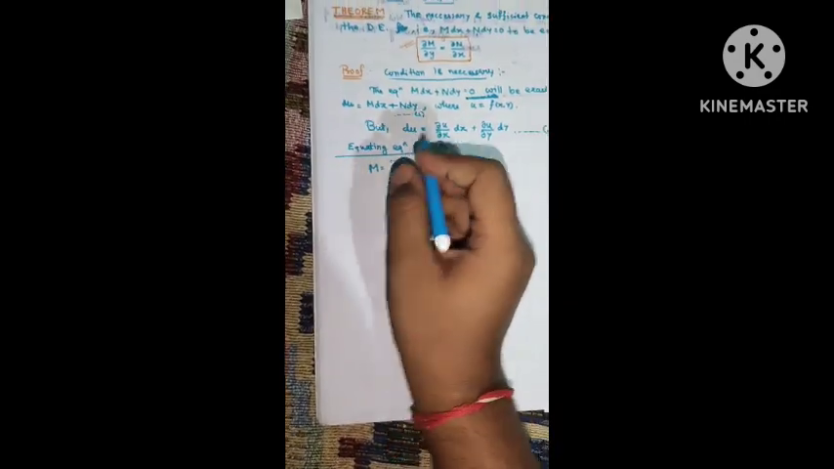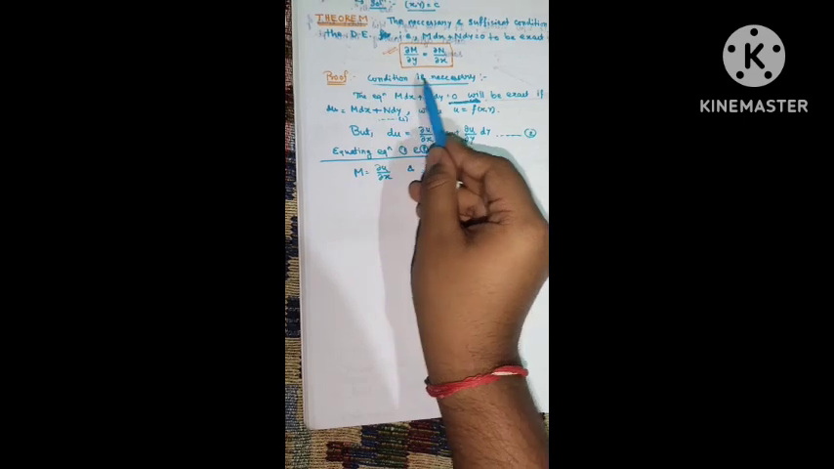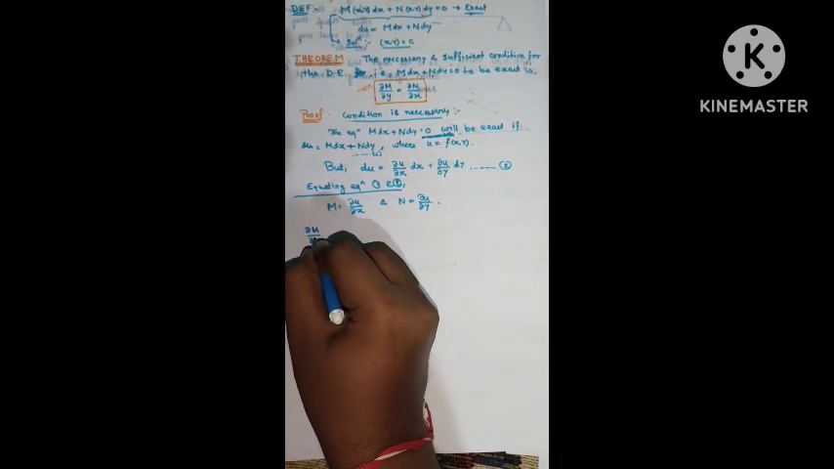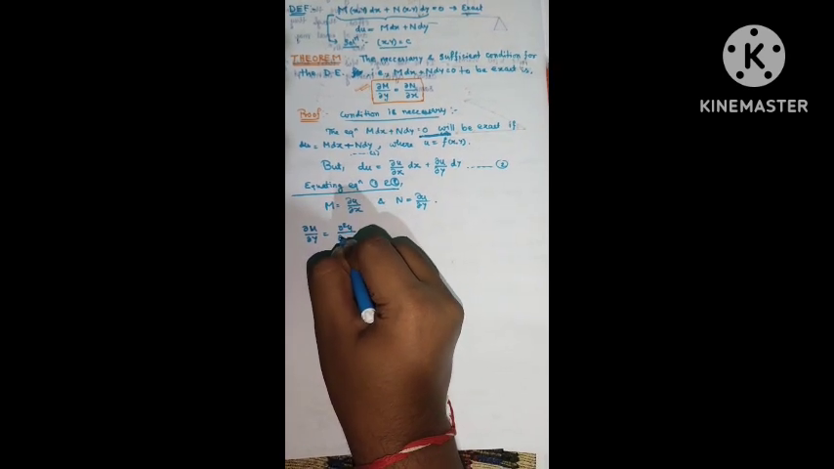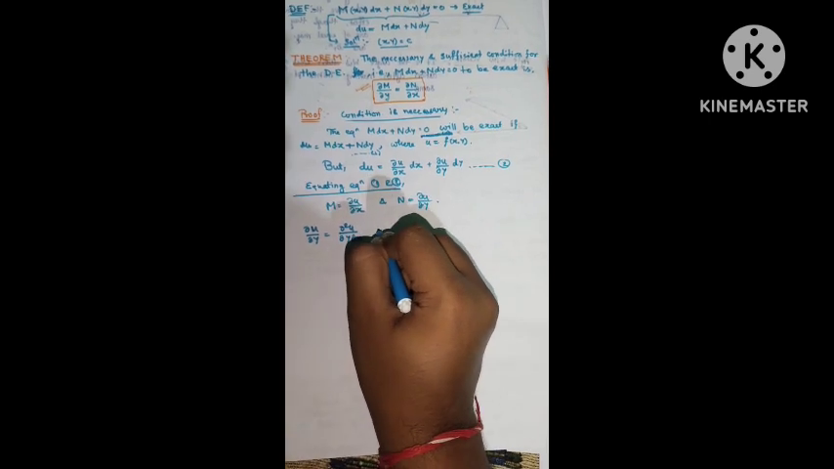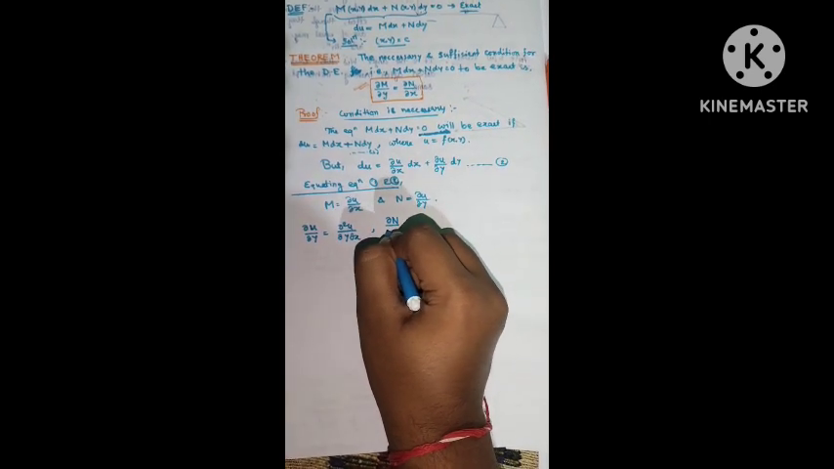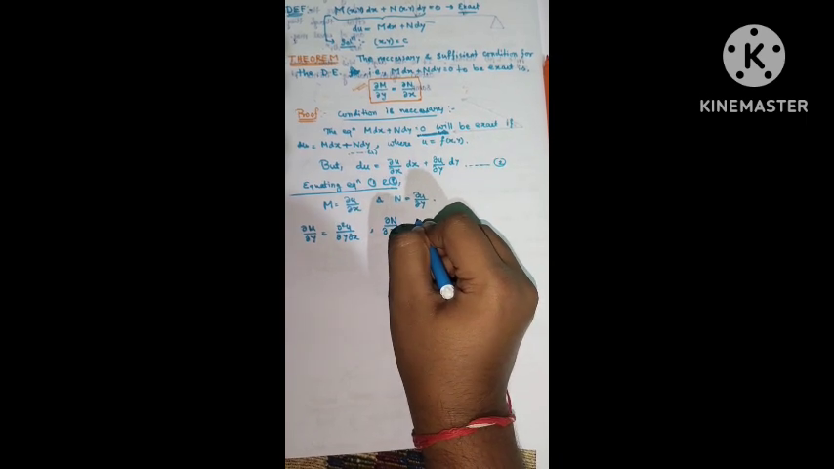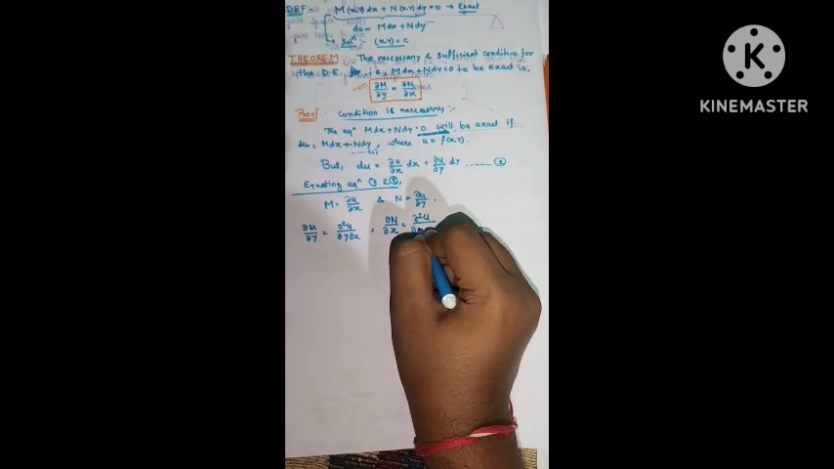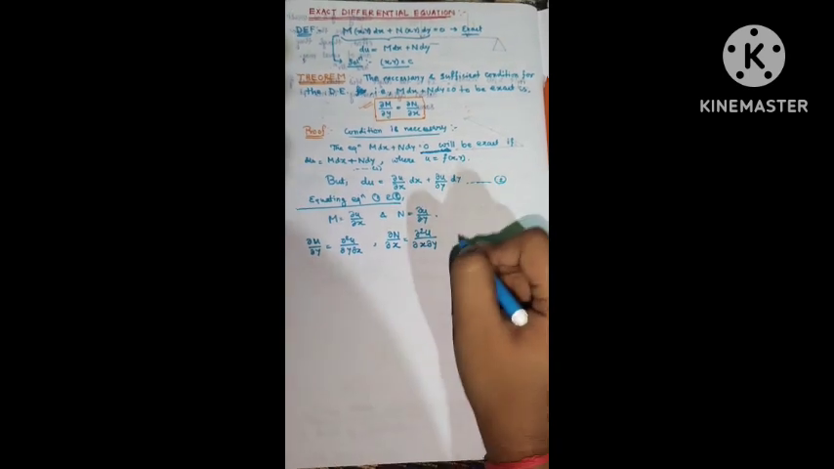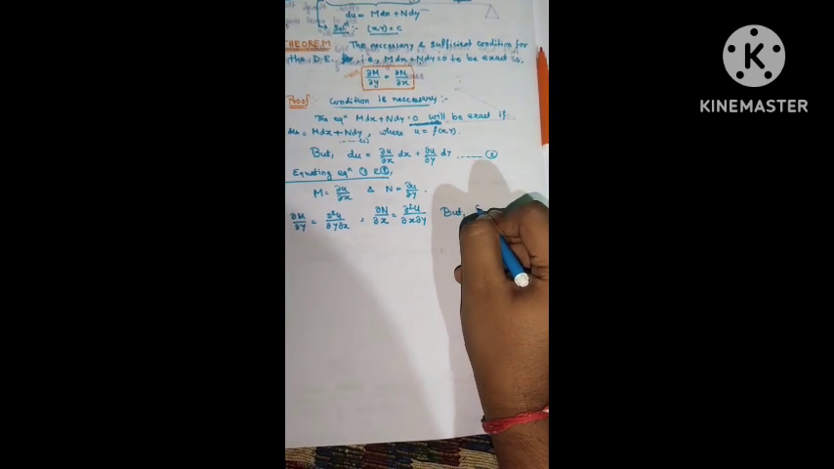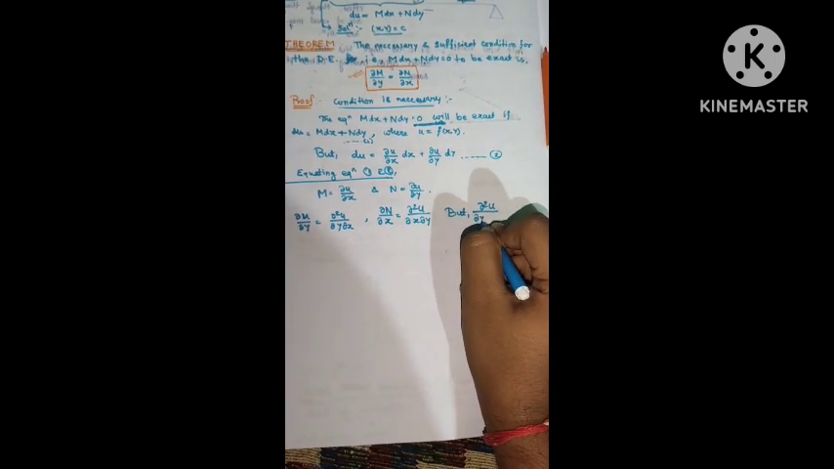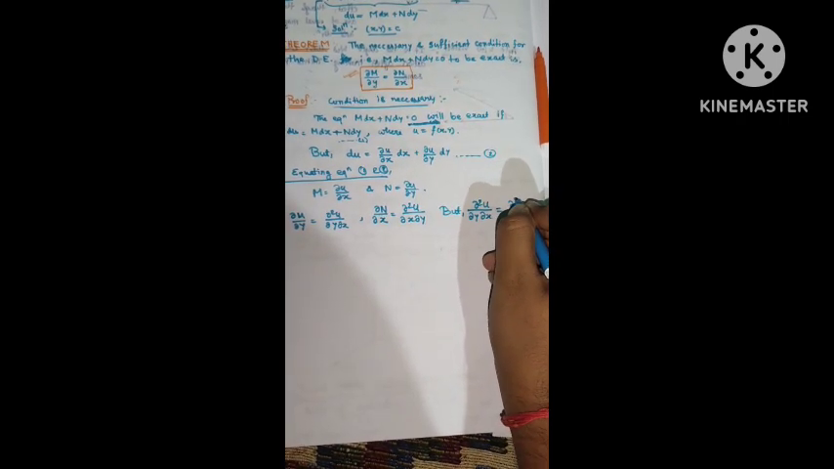Then I have to prove the condition. I have to show the condition is necessary. If we compute del m over del y, that would be del squared u over del y del x, and del n over del x. What would that be? That would be del squared u over del x del y. But I have to assume, this is our assumption, that del squared u over del y del x is equal to del squared u over del x del y.